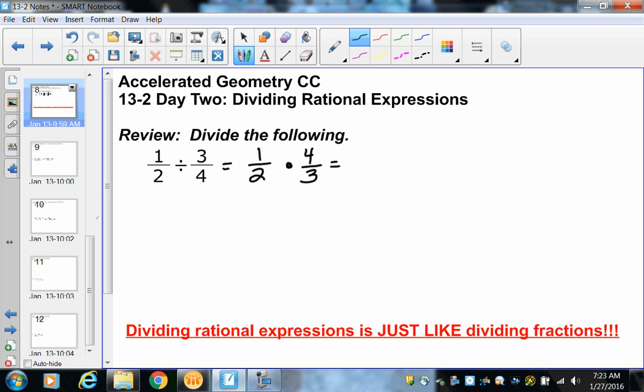Then from here, you can do one of two things. You can go ahead and cancel like terms. So 4 divided by 2 leaves you with a 2 here and a 1 here, and then multiply straight across so that your answer comes out to be 2/3. Or if you didn't see that, you can multiply straight across and you end up with 4/6, which reduces to 2/3. So remember that dividing rational expressions is just like dividing fractions. Our key thing to remember is keep, change, flip.